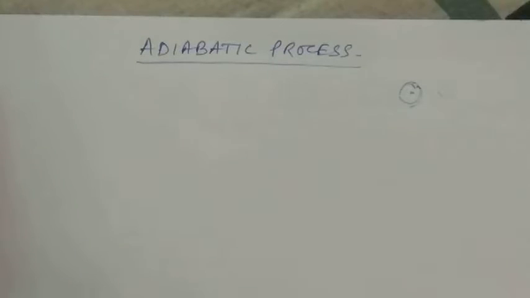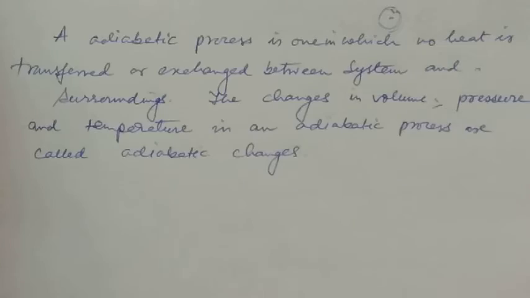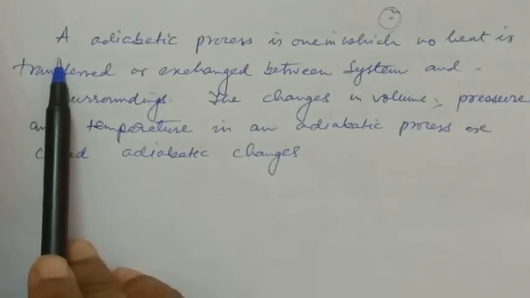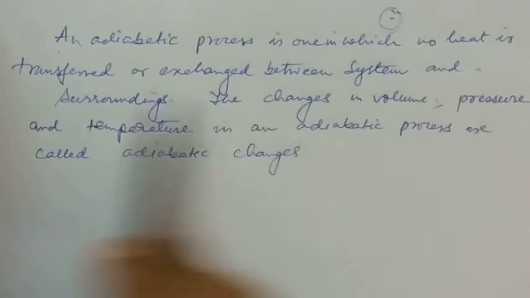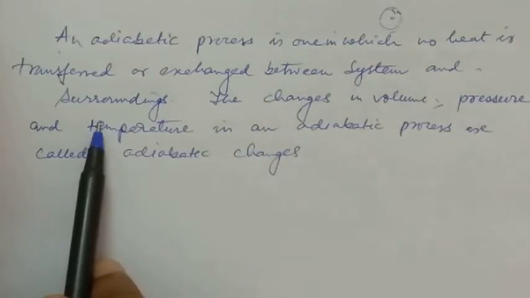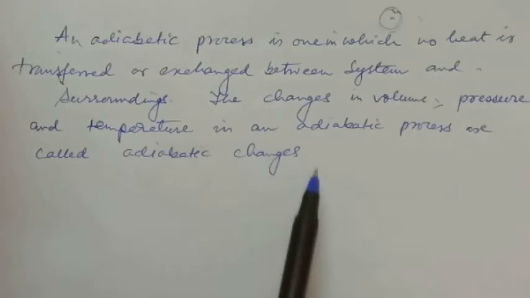Now the changes in volume, pressure and temperature in an adiabatic process are called adiabatic changes. Here 3 parameters are going to change. In the previous case, the isothermal case, there were 2 parameters, pressure and volume. But here all 3, volume, pressure and temperature, change. So an adiabatic process is one in which no heat is transferred or exchanged between system and surroundings. The changes in volume, pressure and temperature in an adiabatic process are called adiabatic changes.